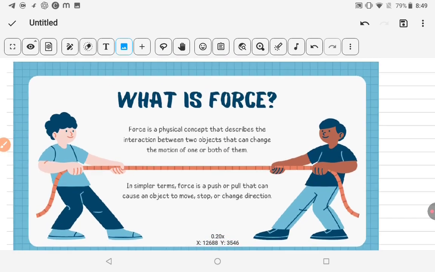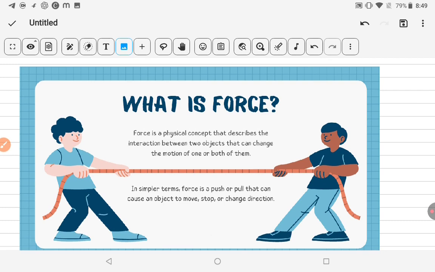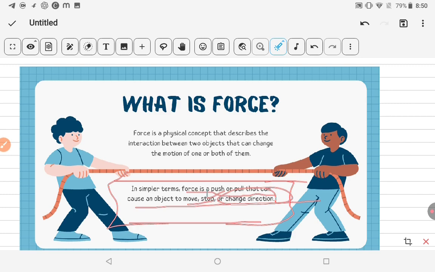Force is a physical concept that describes the interaction between two objects that can change the motion of one or both of them. In simpler terms, force is a push or pull that can cause an object to move, stop, or change its direction. This is the basic definition which we have been learning since maybe 5th or even earlier.